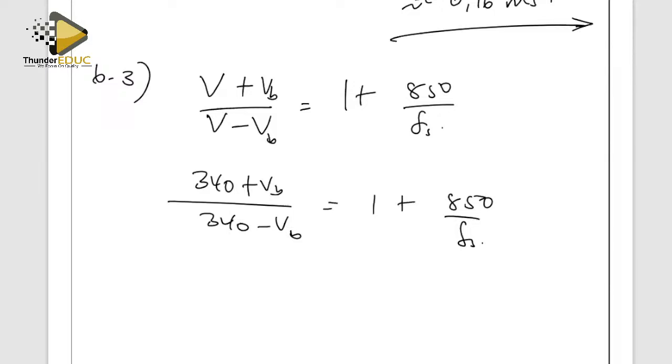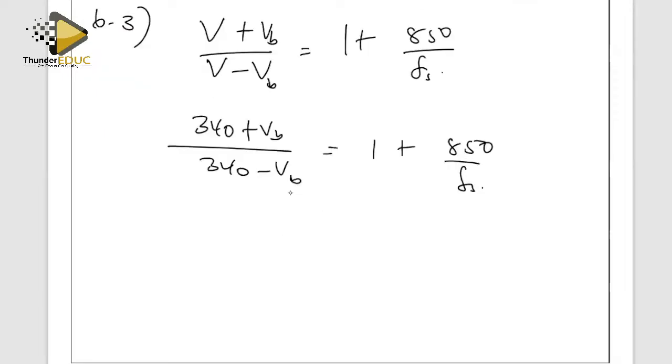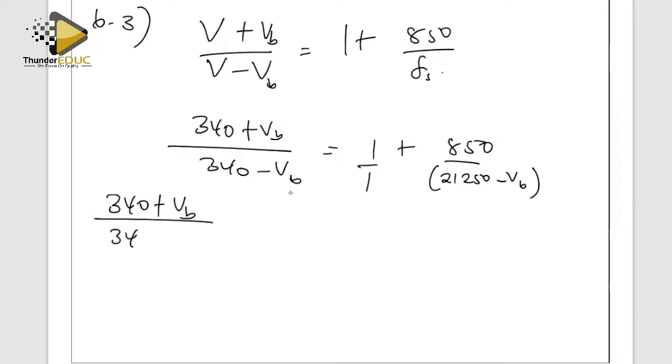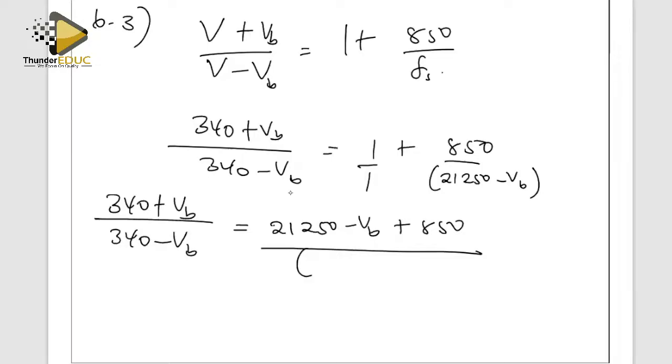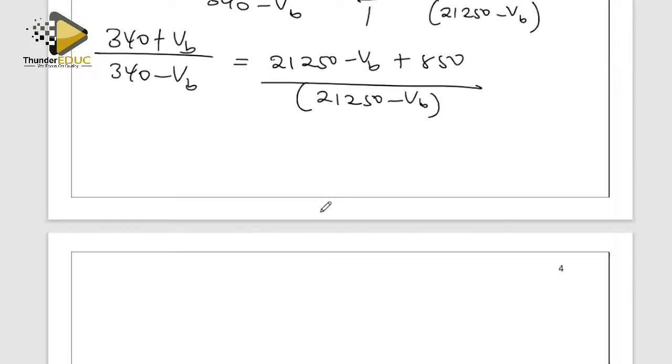And then we know that our Fs was that 21250 minus VB. Okay, so what do we do next? Just have to simplify this. Okay, let me simplify. So 340 plus VB over 340 minus VB. Cross multiply, we're gonna have 21250 minus VB plus 850 divided by 21250 minus VB. Okay, I have a whole lot of VBs now.